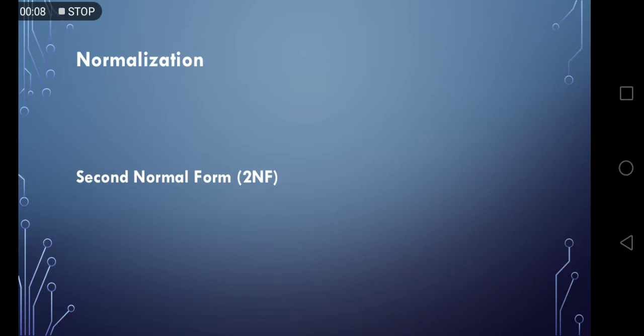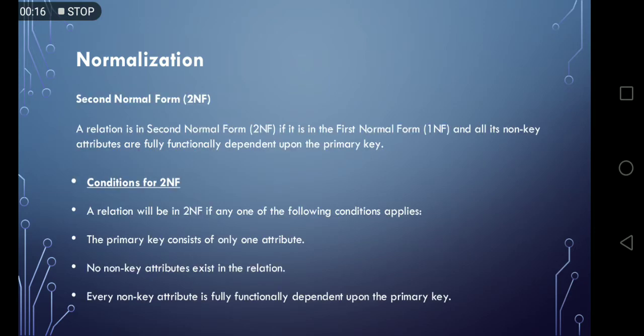We are discussing different forms of normalization in database. Our today's topic is second normal form. A relation is in second normal form if it is in first normal form and all its non-key attributes are fully functionally dependent upon the primary key of the relation.